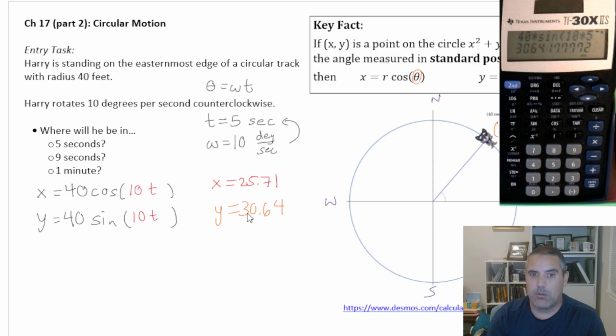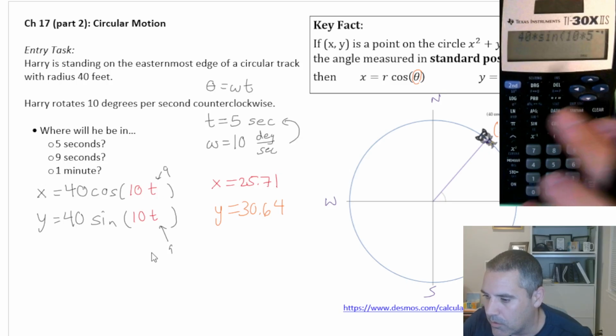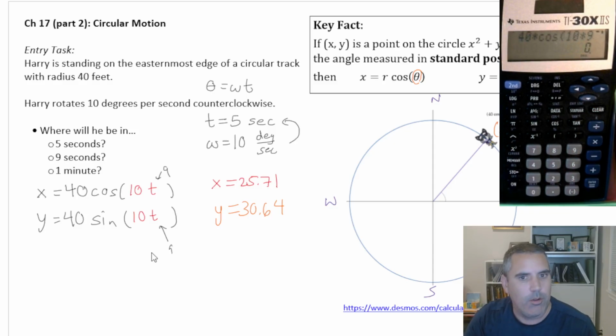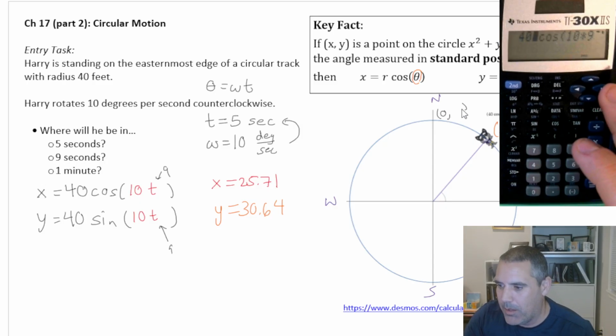Okay, now let's do our test case. If I plug a 9 in here, what happens? We already thought that it would be 0, 40, but let's do it. So let's go back here. I'll do the cosine first. Let's plug in a 9. So it's going to be 90 degrees. 0. Good. It's very satisfying to do a test case when you're doing something new in mathematics.